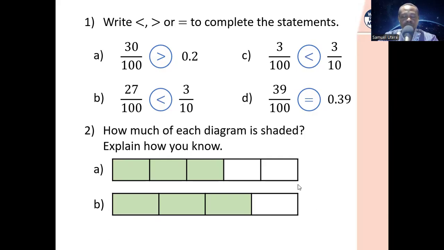Question number 2. We were asked how much of each diagram is shaded. So here we see that in the block diagram or the bar model, there are 3 bars shaded out of 5. So this is 3/5. And then in this bar model, we see that there are 4 bars, 3 are shaded. So this is 3/4.